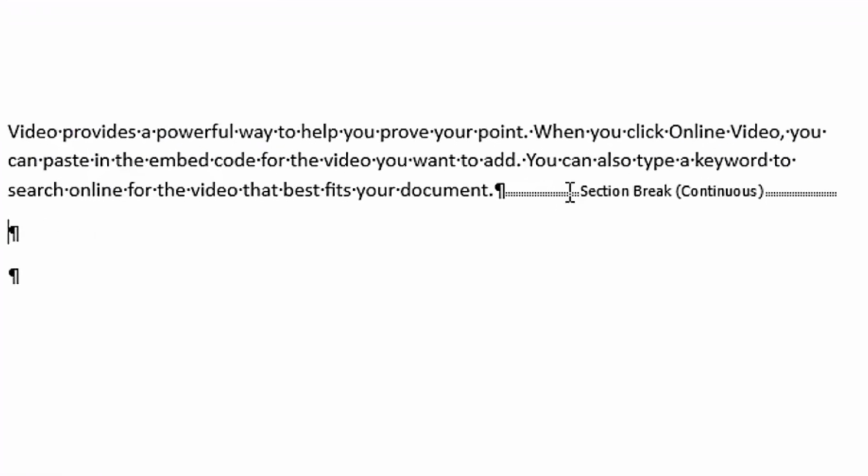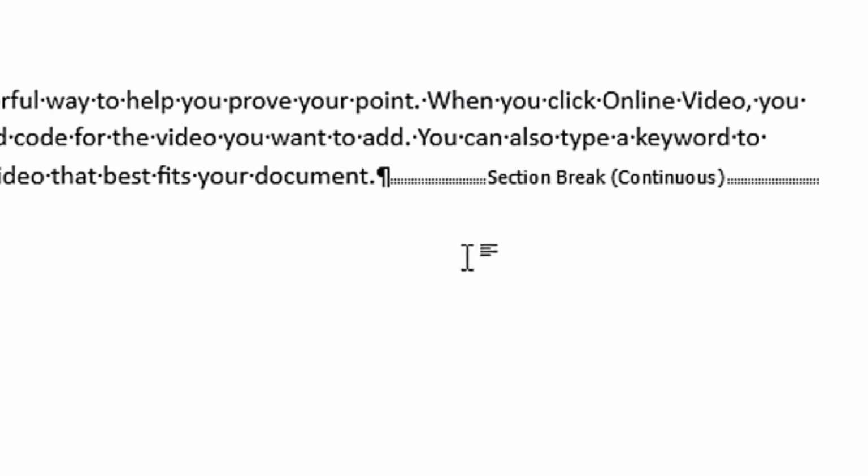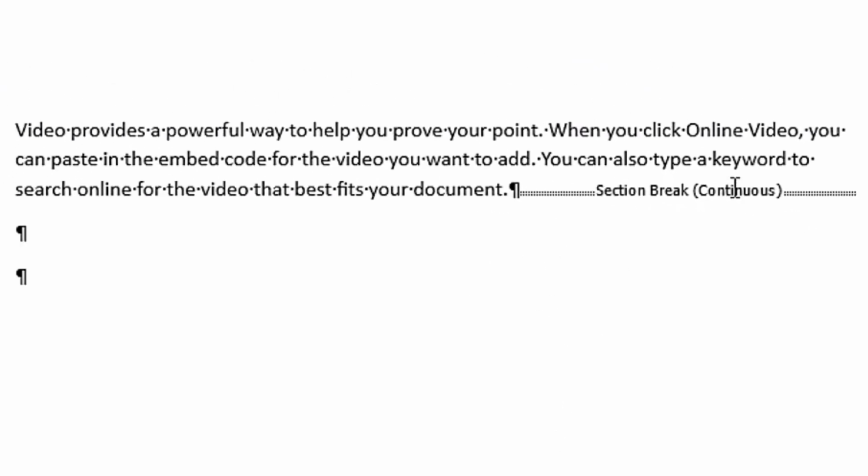Now you can even see it's indicated here, Section Break, Continuous. That means anything you're going to type below this section break is going to be on a new section. So that section, you can actually format or customize differently from the first section. So for this second section, we are going to create 2 columns.